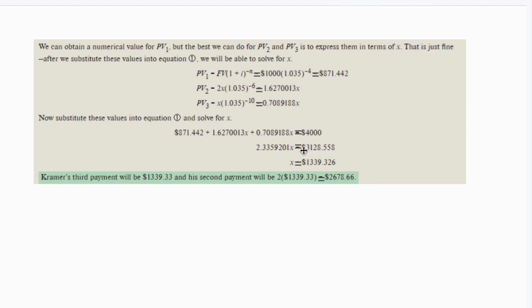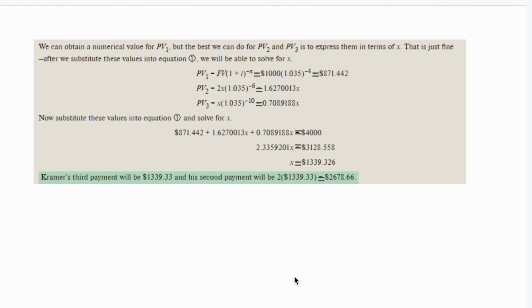3128 divided by that. We do a little bit of division here, and we can calculate the value of X to be 1339.33. So there's the value of X. So effectively, that would be the 5-year payment, and the 3-year payment would be 2X. So it's 2 times 1339.33, which would be $2,678.